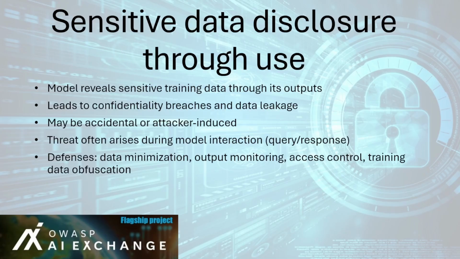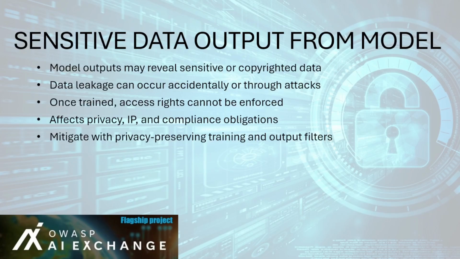Sensitive data disclosure through use occurs when an AI model unintentionally exposes private or proprietary information that was part of its training data. The model may output confidential data fragments such as names, addresses, credentials, or corporate secrets when queried, either accidentally or because an attacker deliberately prompts it to do so. Let's look at the first topic on sensitive data output from model. This risk occurs when AI models unintentionally reveal sensitive or copyrighted data from their training sets. It can happen through normal use or by attackers crafting prompts to extract hidden data.